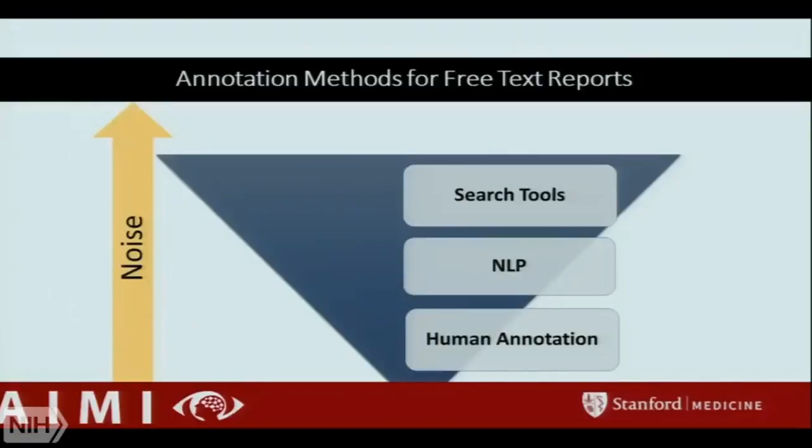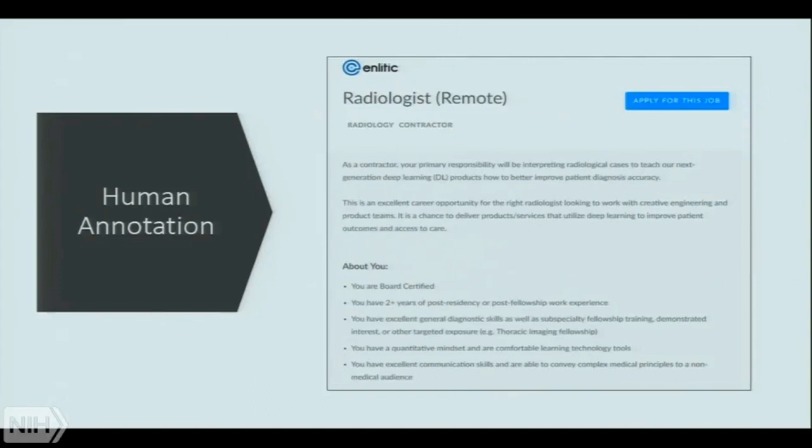So let's talk about the different labeling methods. Again, I looked at the world apparently in pyramids. I realized when I made this presentation, I'm not sure what that says about me, but when you go up towards the top of these different types of annotation methods, you have increasing noise. So the most scalable, but the most noise, happens with simple search tools, and we'll touch on that. Somewhere in the middle are NLP techniques, and at the bottom is human annotation, so not very scalable, but certainly one of the most accurate ways to do things.